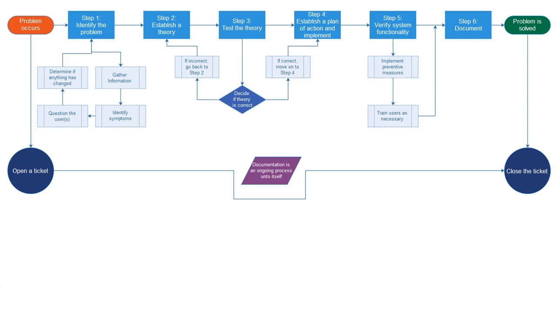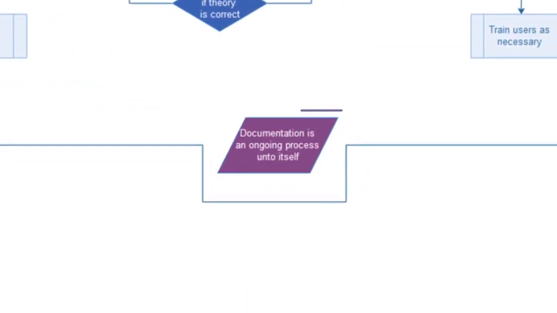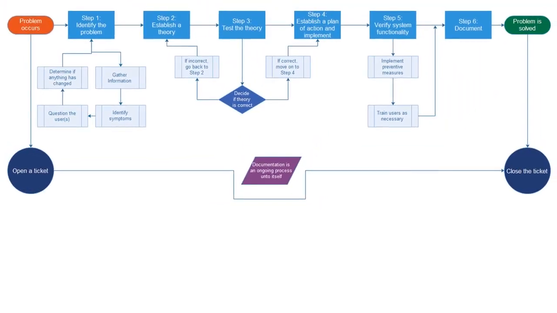Okay, here we have a basic diagram of this 6-step troubleshooting process. We'll start from the left and move to the right. First, the problem occurs. And the first thing you want to do really is open a ticket. Most companies, most organizations will have some type of trouble ticketing software or some type of paperwork that you'll need to start. And so you're going to want to do that. Documentation is an ongoing process unto itself. So this documentation will continue, this ticket will continue until the end of the whole process.